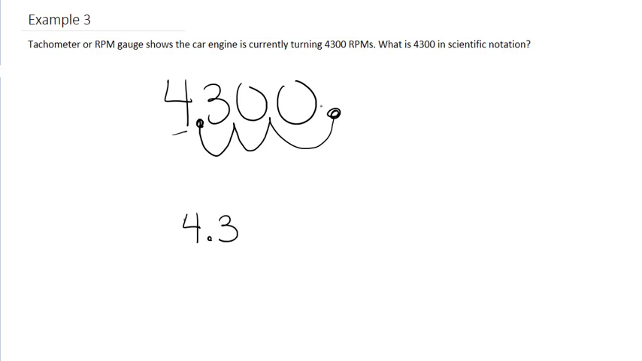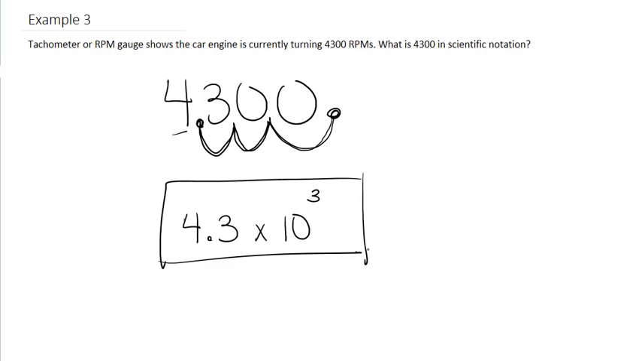Because we don't need to keep those zeros, as we will account for it in our exponent. So we have our number times 10, and then we moved over 1, 2, 3. So we moved over 3 times, and we moved to the left, so it's positive. And this would be our number in scientific notation. So let's do one last example.